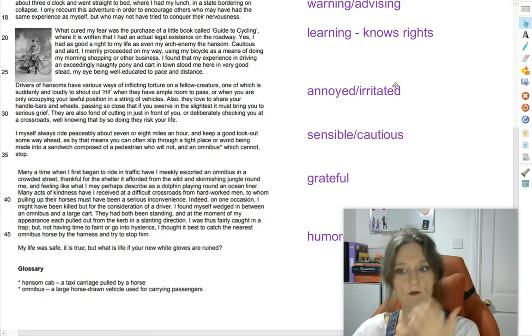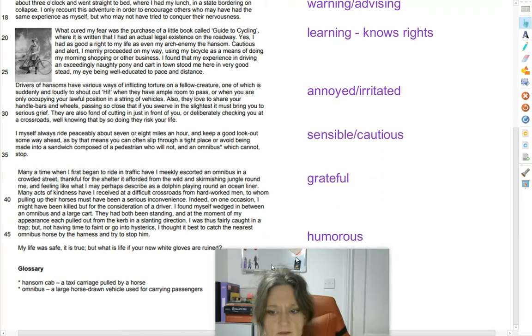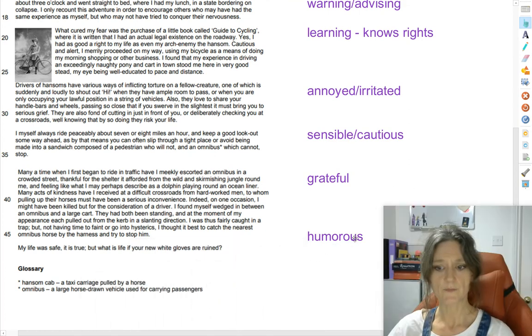Okay, so how does she go on? Annoyed and irritated. Here, she's talking about the way that she cycles in the city, and she's cycling sensibly and cautiously, and that's her point of view. Look at me being sensible and cautious. And then she acknowledges that other drivers don't really like it. And then she has a bit of a near miss in this paragraph, but she's actually helped out by some drivers, so she's really grateful. And then at the end, she ends with a little bit of humour. So she does use humour.